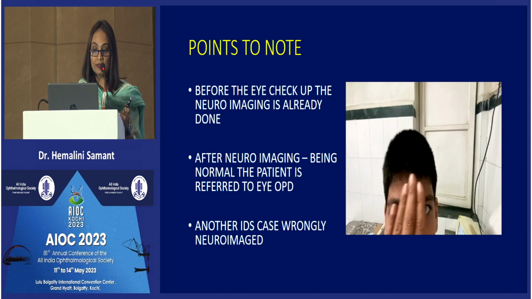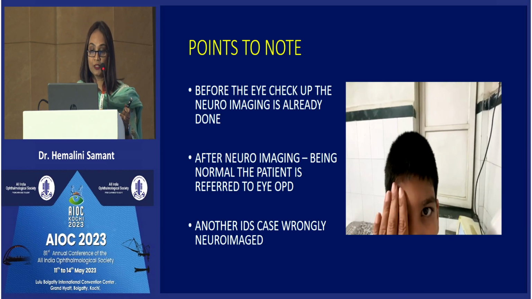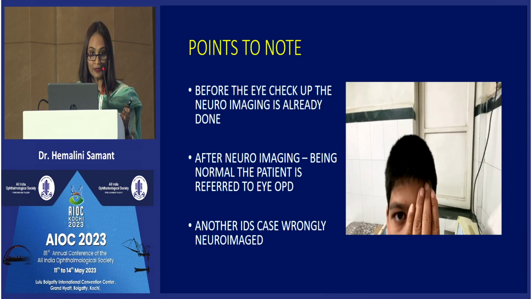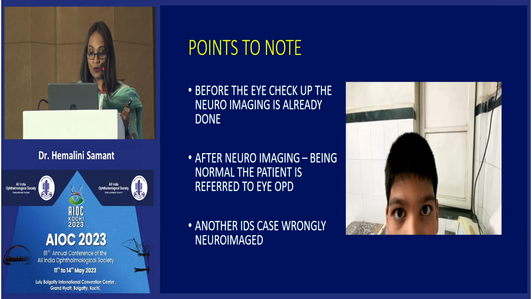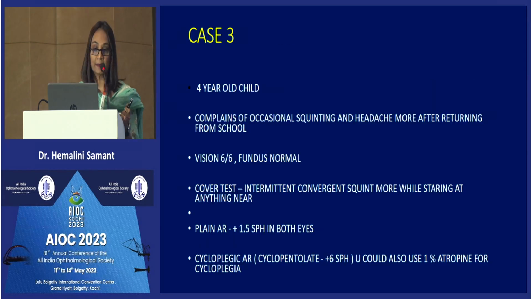So once again, a simple cover test shows that this patient had an intermittent divergent squint. So the intermittent divergent squint was wrongly neuroimaged, and all this patient required again is some convergence exercises. If not get better, then probably a squint surgery.